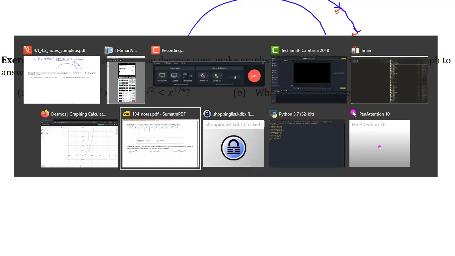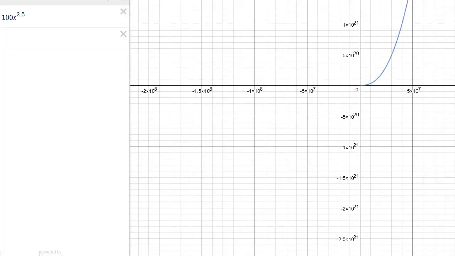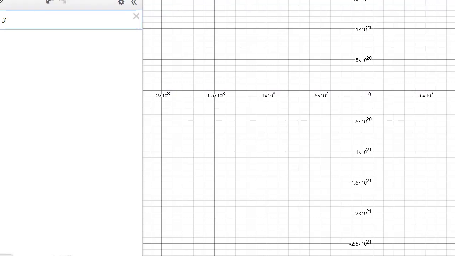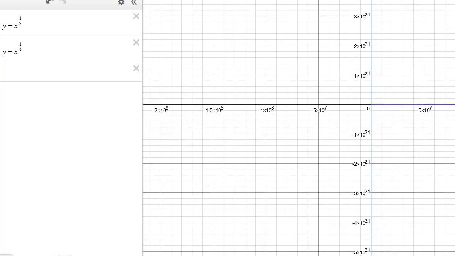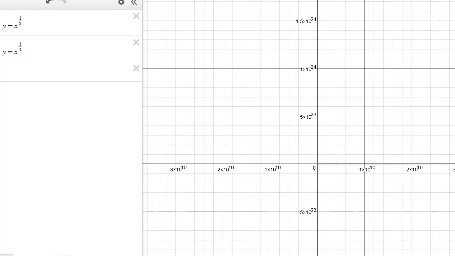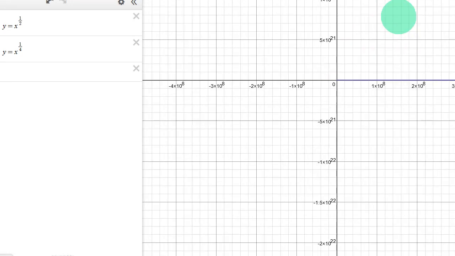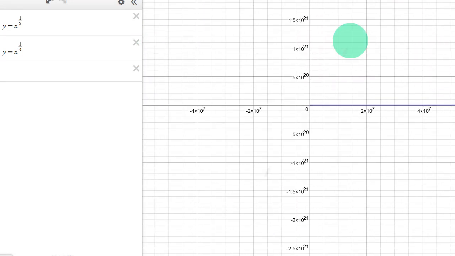So I'm going to head over to Desmos.com here. We're going to graph y equals, let me scooch the frame over so you can see that. Yeah, y equals x to the power 1/2, and also y equals x to the power 1/4. I was zoomed way out looking in the millions before. I've got to zoom way back in.